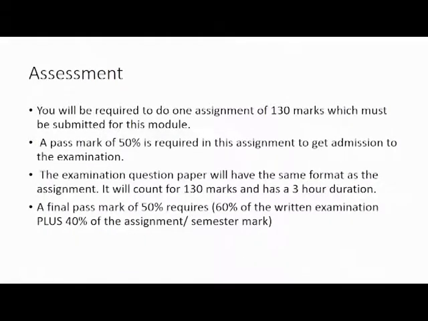When it comes to assessment, you'll be required to do one assignment of 150 marks, which must be submitted for this module. A pass mark of 50% is required in this assignment to get admission to the examination. The examination paper will have the same format as the assignment, and it will count for 150 marks, and there's a 3-hour duration. For this module, a final pass mark of 50% is required, 60% of the written examination plus 40% of the assignment.